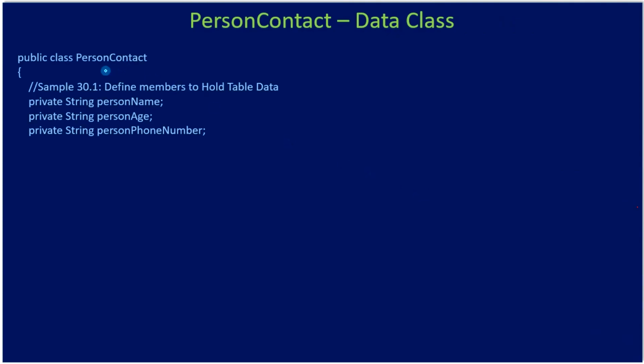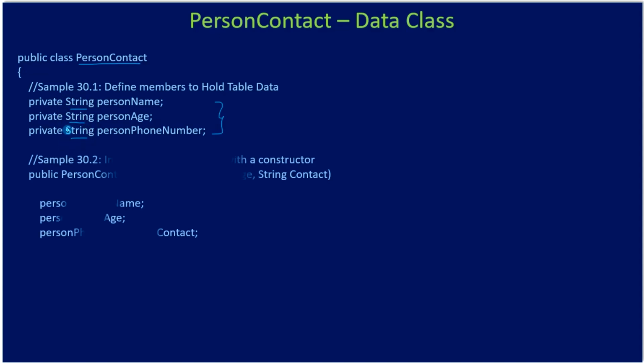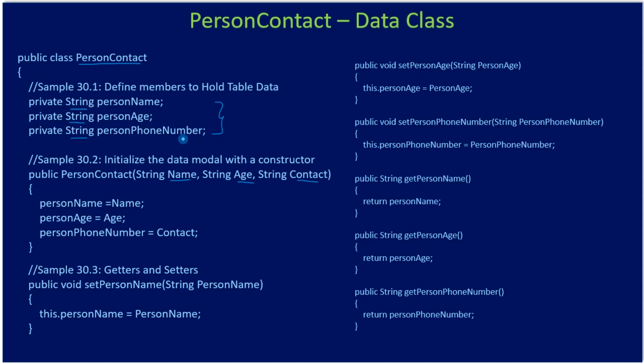So here we create a class called PersonContact, and the class contains 3 members. If you see, all are string, and each member will supply the data for our table column. So we have a constructor, and in that constructor we get all the string parameters and initialize the members. Then we have getter and setter methods to retrieve or store the private members. Now we will proceed with this class design.